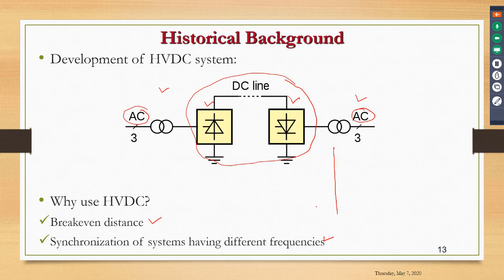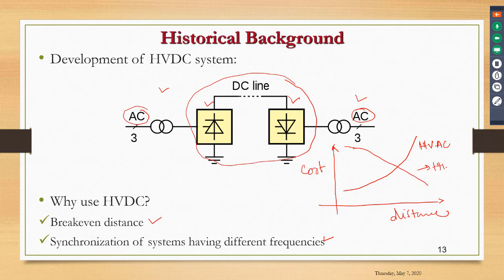If we plot the cost versus distance, then we find that for a high voltage AC system the curve will look like this. This is for the high voltage AC system. As the distance increases, the cost will increase exponentially. But it has been found for the HVDC system, the cost is exponentially decreasing.